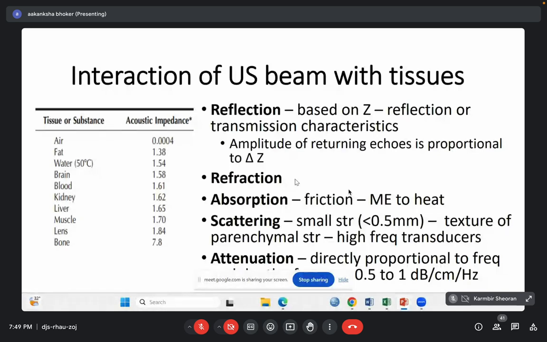Another type of interaction is scattering. Scattering कब होगा, जब बहुत छोटे structures होंगे, like say in the range of 0.5 mm. So when the ultrasound beam interacts with very small structures, then they will disperse in different directions, not in a particular direction. So this is scattering. And based on all these interactions, there will be attenuation. Attenuation means the energy of the sound waves will reduce when it is going deeper into the tissue. And generally, this attenuation occurs at the rate of 0.5 to 1 decibel per centimeter per hertz. इस तरीके से बीम की जो स्ट्रेंथ है वो कम हो जाती है जैसे जैसे deeper जाएगा.